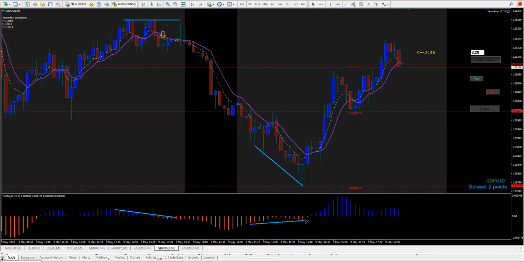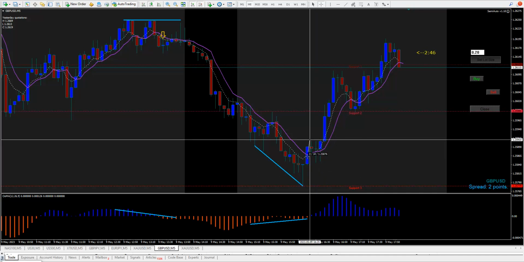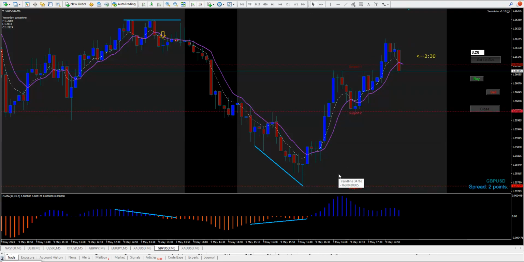And right there. Boom. So you would have got in right here, long. Put your stop below S3, support 3. You know, it's about 16, 17 pips. Went up 19 pips there, went up 28 pips top there. And look what's happening here.